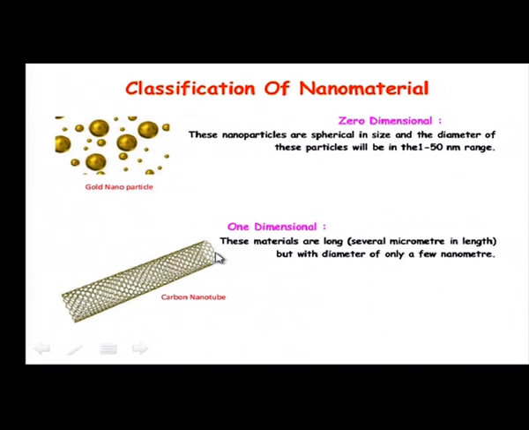What is a micrometer? It is 10 power minus 6 meter. So, if the materials have a length of 10 power minus 6 meter, and the diameter is only a few nanometers, such a kind of material you call a 1 dimensional material. Therefore, the best example for a 0 dimensional nanomaterial is a gold nanoparticle or a silver nanoparticle, and for a 1 dimensional nanomaterial it is a carbon nanotube, where the diameter of the carbon nanotube should be only a few nanometers. And what is a 2 dimensional material?